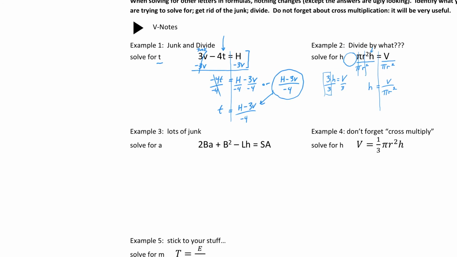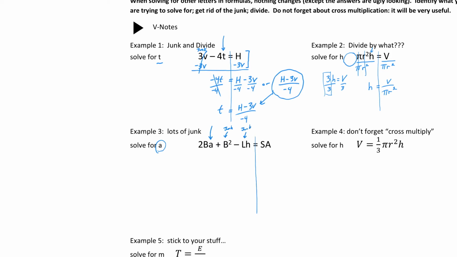Again, we're going to make sure we draw a wall, and we're going to look at what we're solving for. Now in this case, we're solving for a. Put an arrow above it just to remind yourself that's what you're trying to get alone. So again, we look for the junk. Now here we have those two pieces of junk. We've got the b squared, we've got the LH. Those are both considered junk.